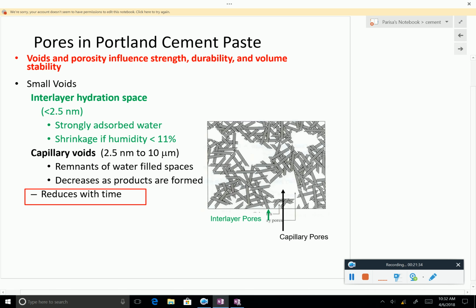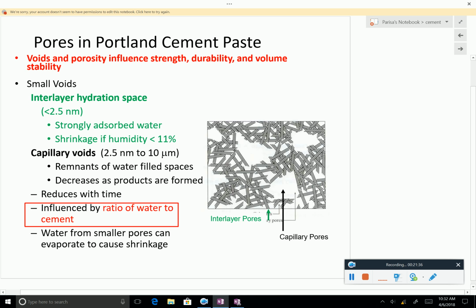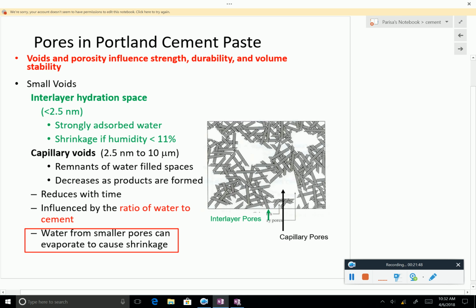And they decrease with time. They are influenced by water to cement ratio. You are going to see that very soon. And they cause less shrinkage, but the smaller part of them can cause quite a bit of shrinkage. And shrinkage is the decrease in volume of concrete, which causes a lot of cracking.